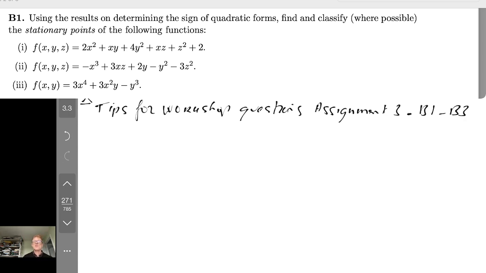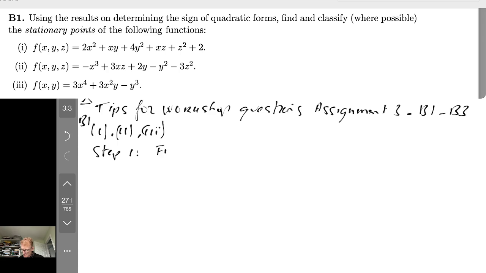So B1 is on the screen. There are 3 functions given. First two of x, y, and z, top left there. Third one, function of x and y. You have to find the 1, 2, 3 of B1 is step 1.